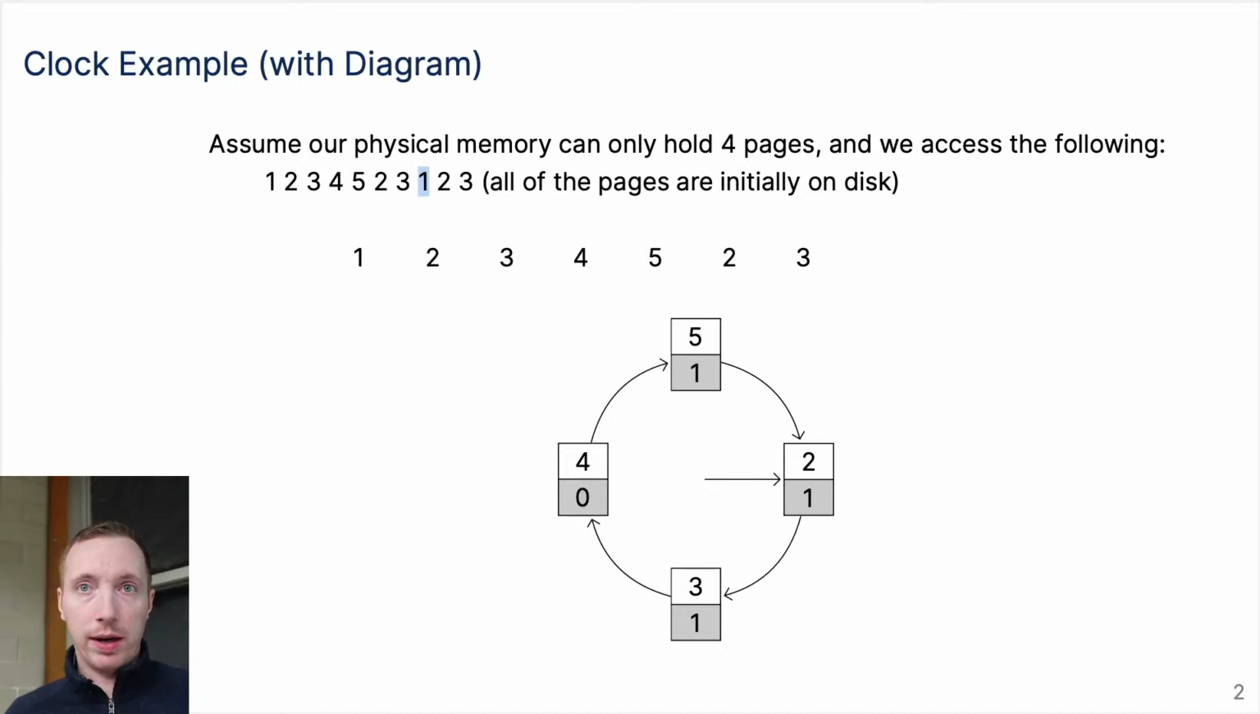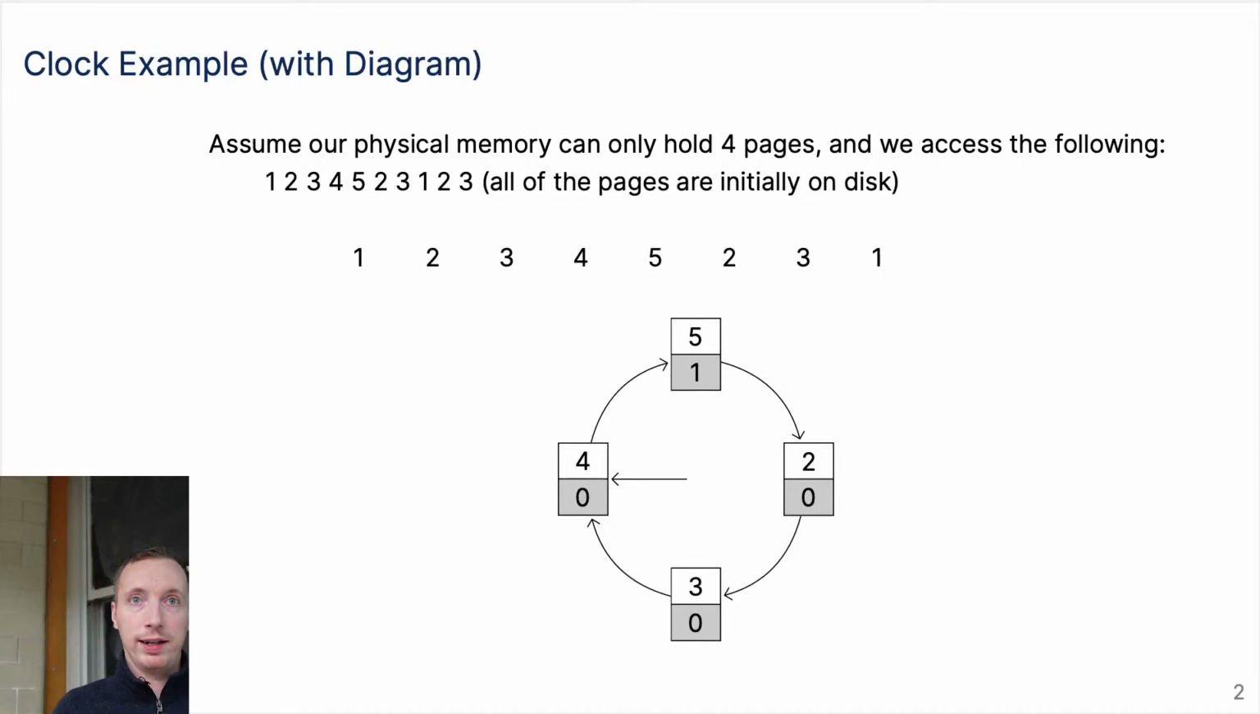Now we access page 1, so now we have to swap something out. This is where we would start monkeying with the hand. The hand's currently pointing to something with the reference bit as 1, so we would just change the 1 to a 0 and advance the hand. Now it's pointing at page 3, reference bit is 1, so we would change the 1 to a 0, advance the hand, and now we're pointing at something that we can replace.